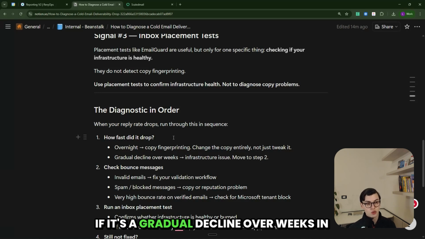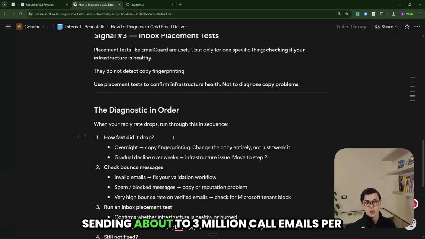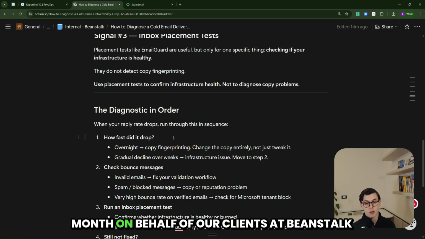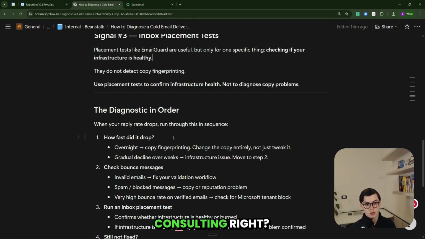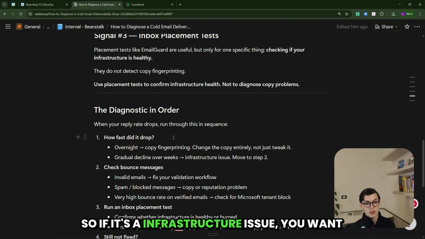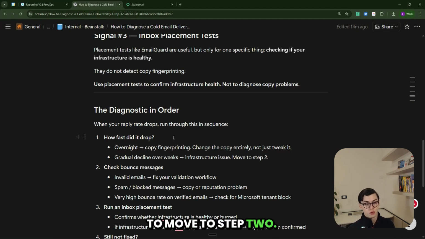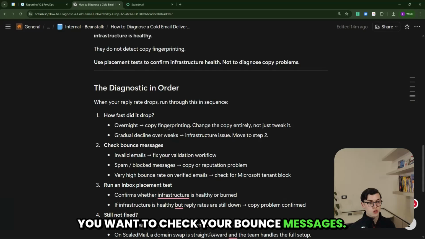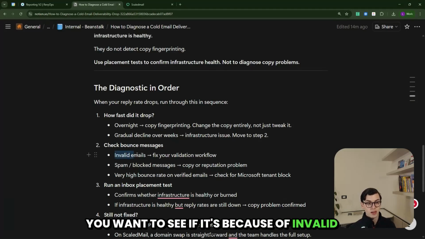If it's a gradual decline over weeks in your reply rates, it is most likely an infrastructure problem. Again, this is based on what we've seen sending about 2 to 3 million cold emails per month on behalf of our clients at Beanstalk Consulting, right? So if it's an infrastructure issue, you want to move to step 2, right? You want to check your bounce messages. You want to see if it's because of invalid emails.